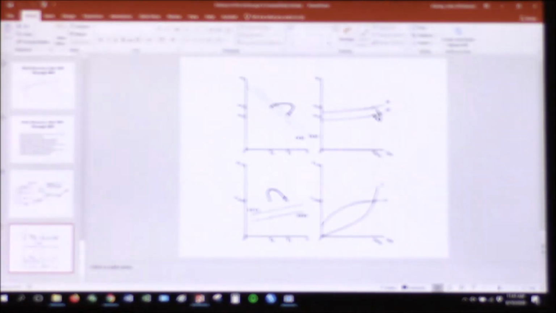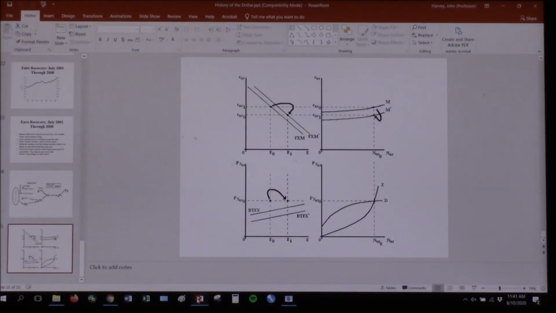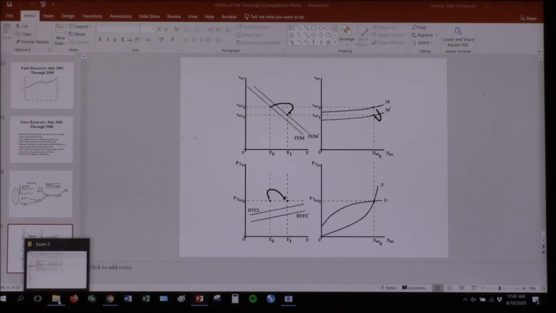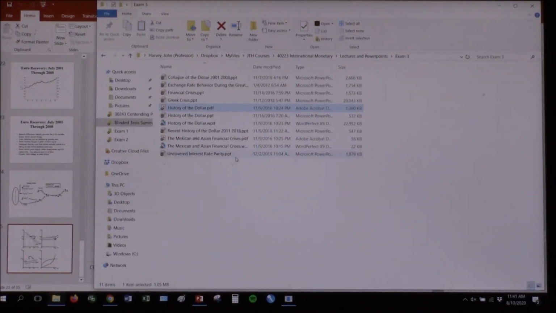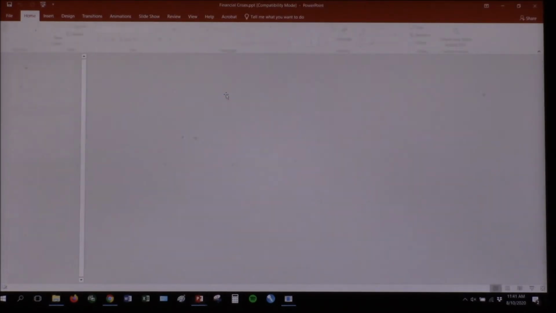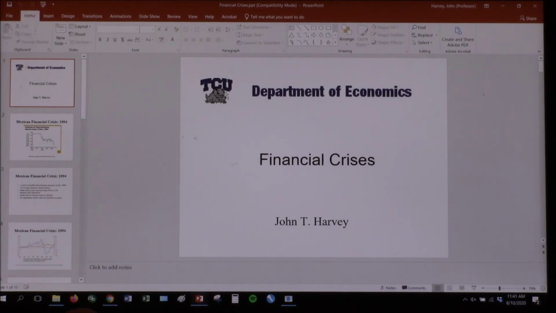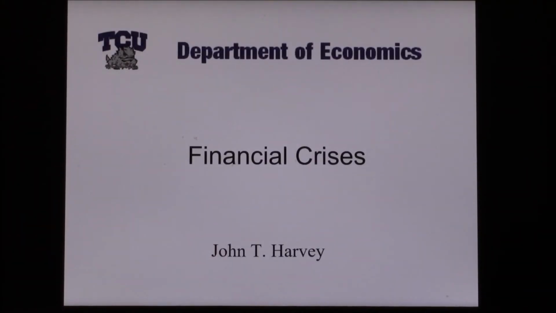Now, I also have a whole PowerPoint here on bringing it up to date to the most recent, but I'm not going to do that this semester. I will, however, do my recent history of the dollar, 2011 to 2018. Obviously, it's now 2020, but the last time I taught it, it was 2019, and that's as far as I could get. Now let's do financial crises. That's the next part of the book.